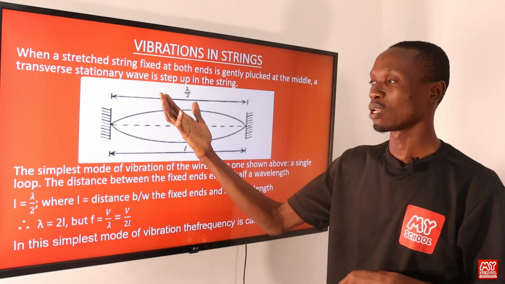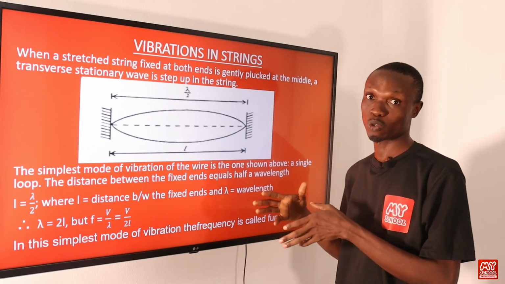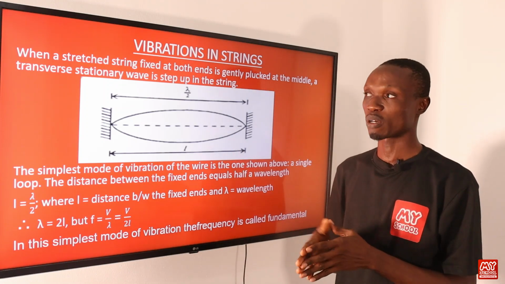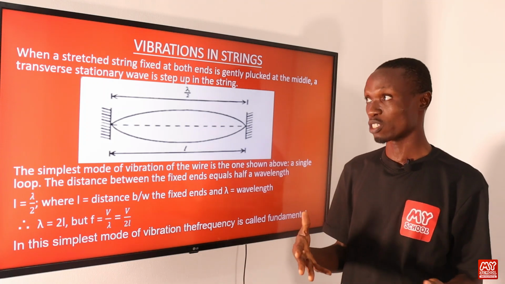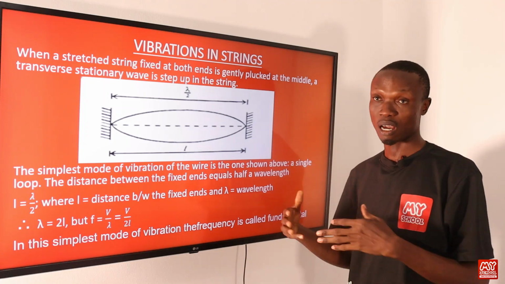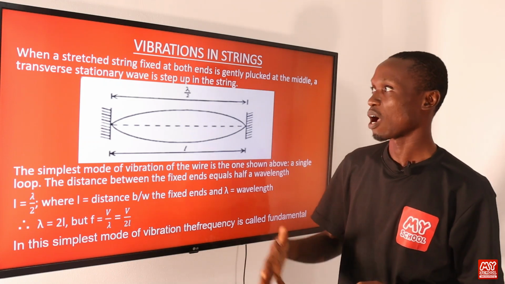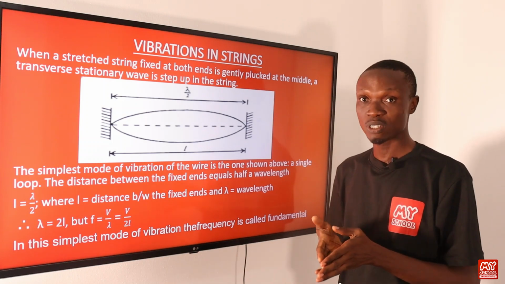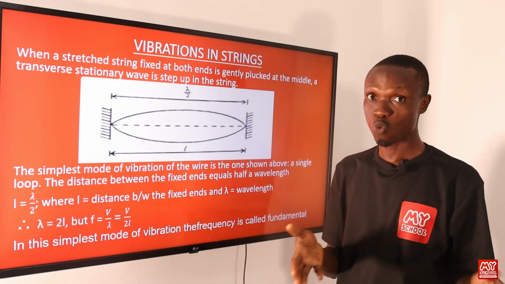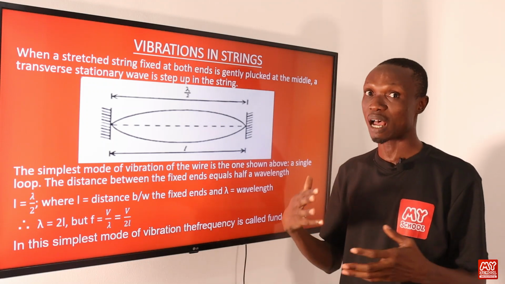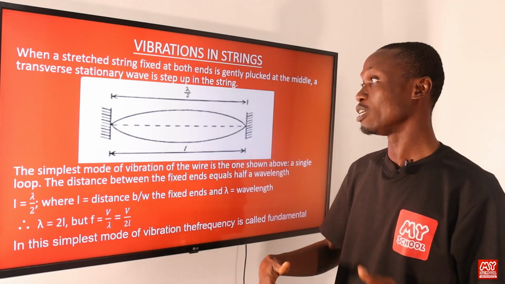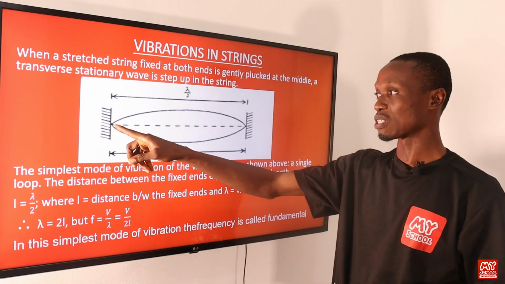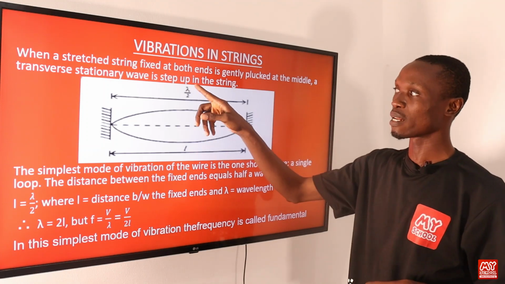Let's quickly explain the meaning of transverse stationary wave. Those are two words that join together. When we say transverse wave, we are saying that the displacement of the particle is perpendicular to the direction of propagation of the wave. And when we say stationary, we are referring to a combination of two waves with the same amplitude and frequency but moving in opposite directions. From the diagram you can see that the length of the string is equal to 1 lambda divided by 2.